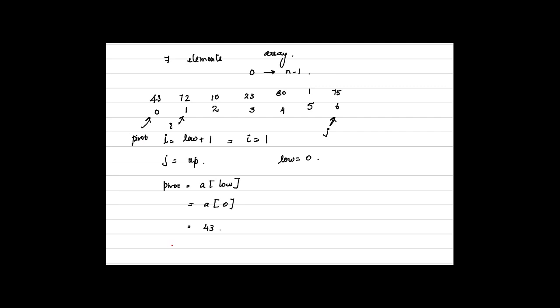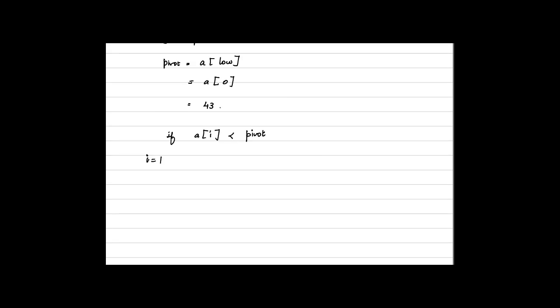Next it goes into the loop. It checks if A of I is less than or equal to the pivot element. So here, since I is equal to 1, A of 1 is 72. Our pivot is 43. So it checks whether 72 is less than or equal to 43. The condition is false.